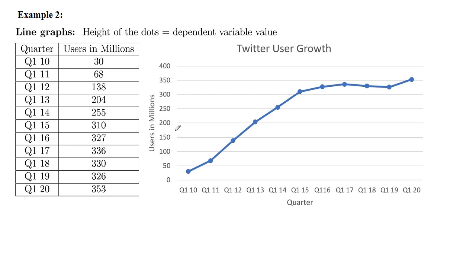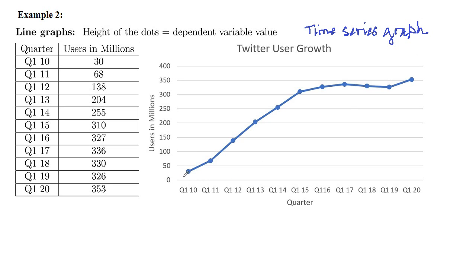So notice that we can see some patterns in the growth here over time. This is actually what's called a time series graph because your independent variable is time. So if you see that terminology, time series graph, that's just looking at what happens over time.